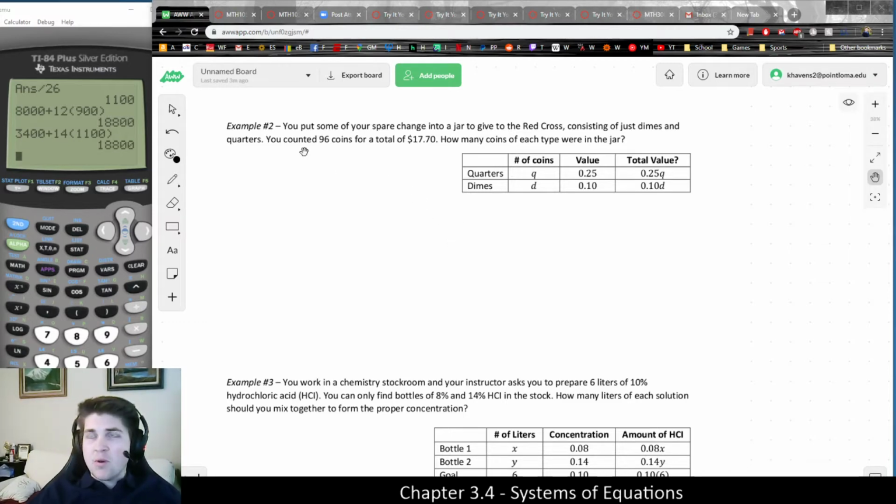But we'll go ahead and look at example number 2. You put some of your spare change into a jar and give it to the Red Cross, consisting of just dimes and quarters. You counted 96 coins, and they totaled up the value of your coins to $17.70. How many coins of each type were in the jar?